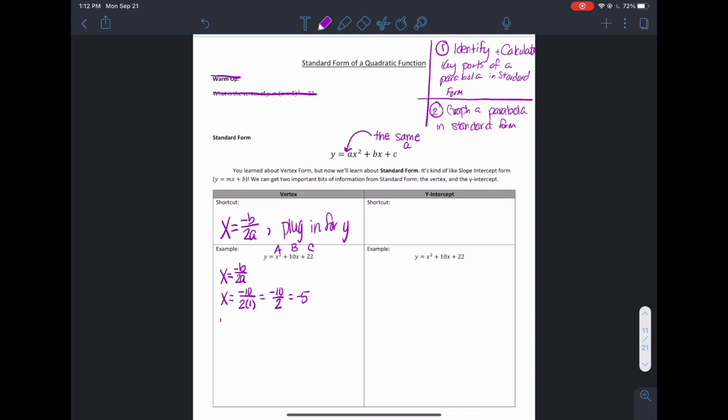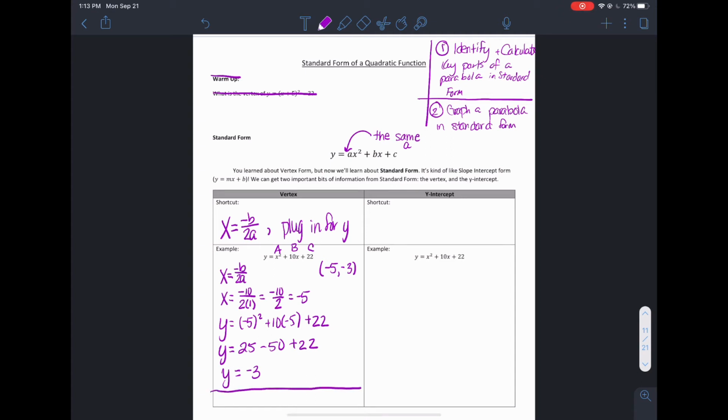Easy enough. Okay, now to get the y value, I take that negative 5 and plug it into my equation. You need to be really careful and make sure that you're following your order of operations here. Otherwise, you can run into some trouble. So negative 5 squared is 25. 10 times negative 5 is negative 50. And I have the plus 22. So that should give us negative 3 at the end of the day. So my vertex is at negative 5, negative 3. Very cool.